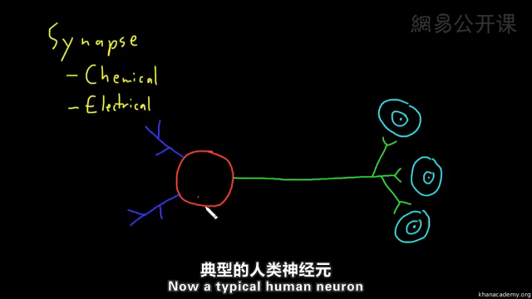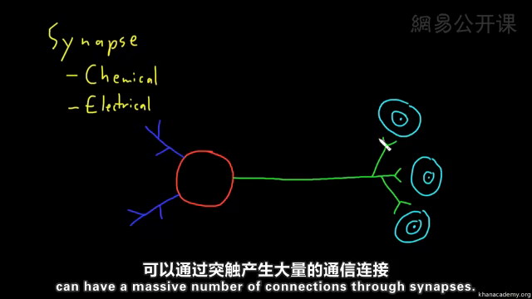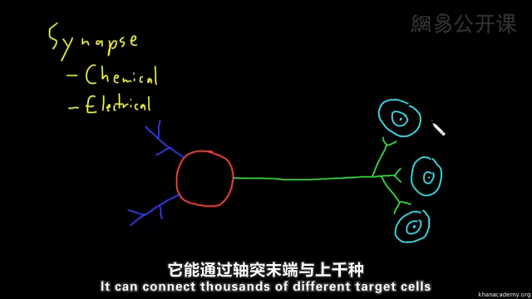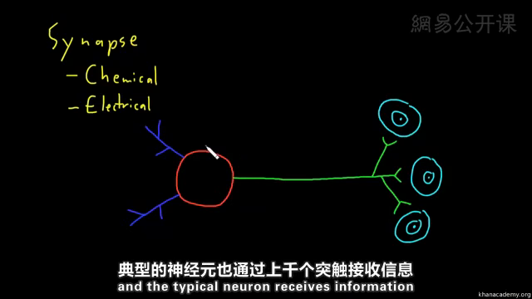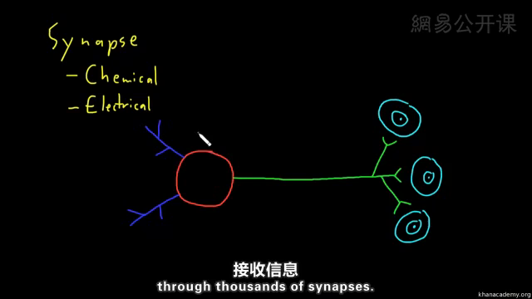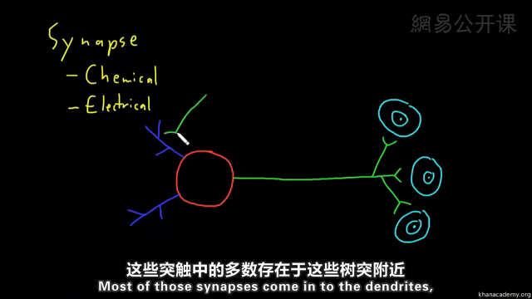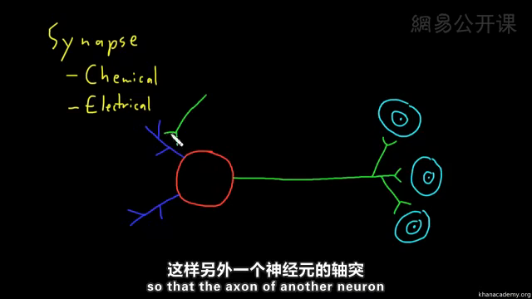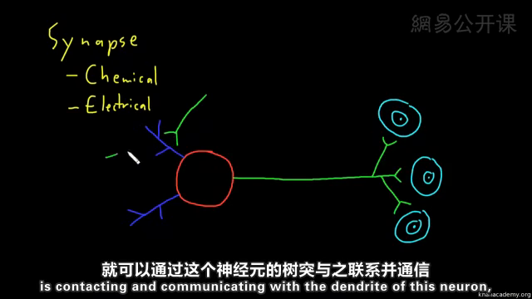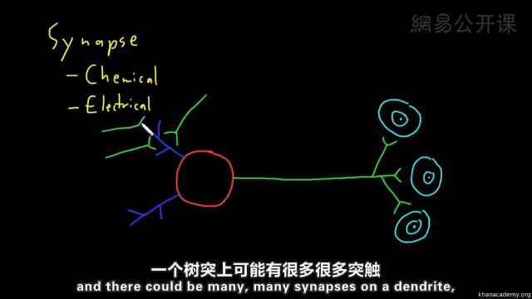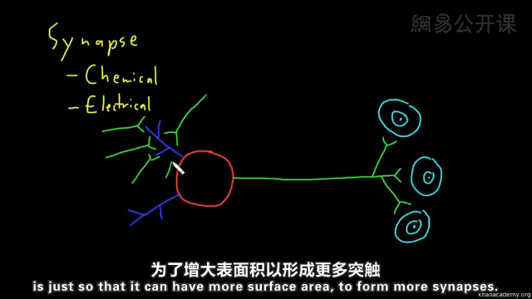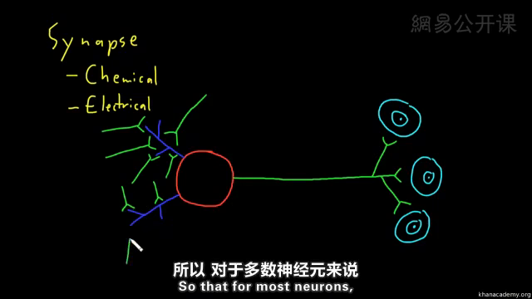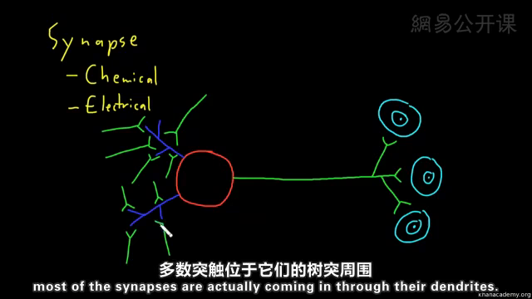Now, a typical human neuron can have a massive number of connections through synapses. It can connect to thousands of different target cells through its axon terminals, and a typical neuron receives information through thousands of synapses. Most of those synapses come in to the dendrites, so that the axon of another neuron is contacting and communicating with the dendrite of this neuron. And there can be many, many synapses on a dendrite. And part of the reason it's branched is just so that it can have more surface area to form more synapses. So for most neurons, most of the synapses are actually coming in through their dendrites.